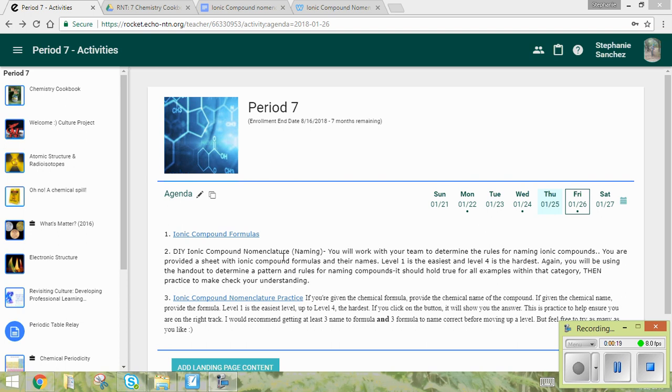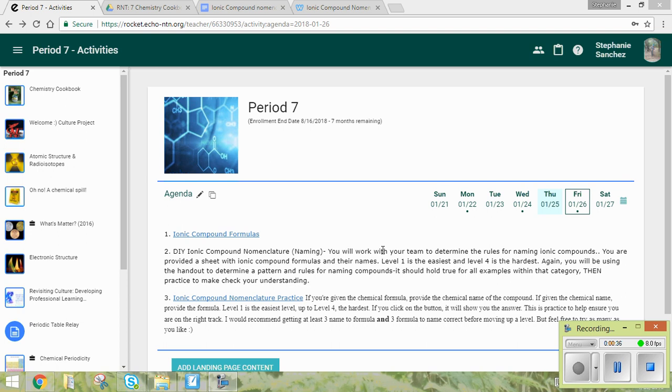So we've been working with how to form the ionic compounds, how the cations and anions come together, and now we're going to talk about how we name them. But it's going to be a DIY. And the way this DIY works, with your team, is you're going to work with your team to determine the rules for naming certain ionic compounds.